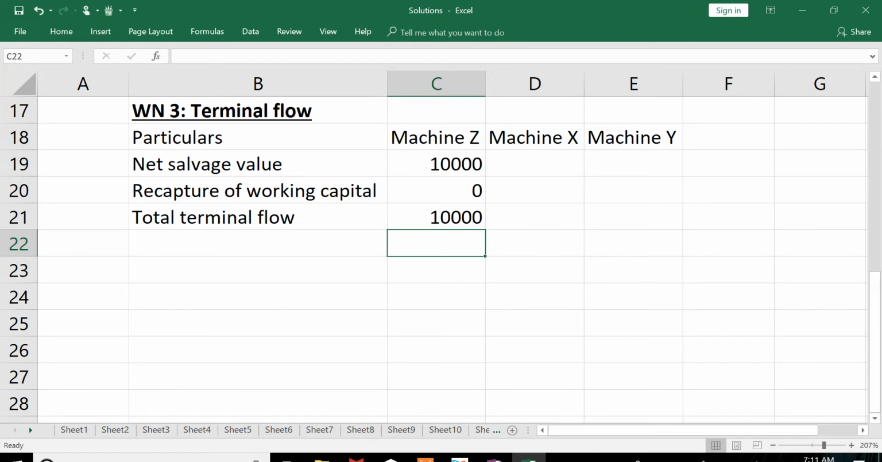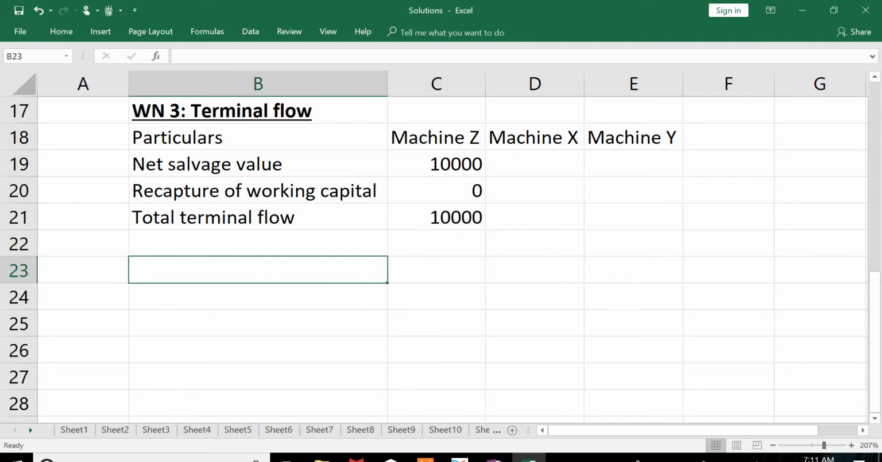Any doubts on this? I've done analysis only of machine Z. I'll continue to do machine Z analysis. We'll come to other machines in some time. Let's focus, close everything related to machine Z. Any doubts till now? Working note 4, computation of NPV.